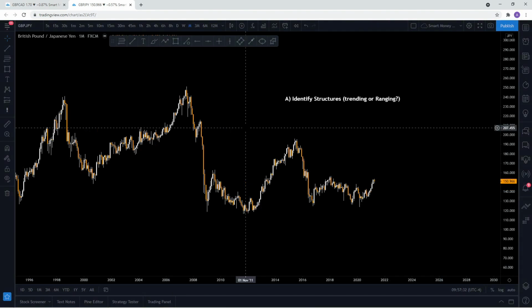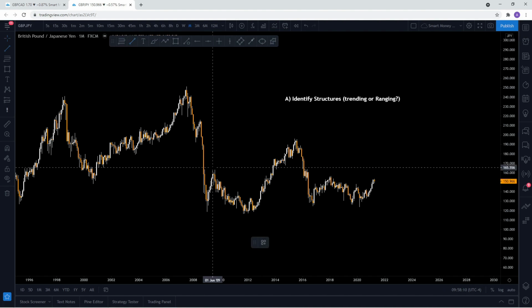So first, what we need to do is identify the structures. Are we trending or are we ranging? Basically, we need to look at different timeframes, weekly, monthly, and daily, and identify which were the most recent breakout market structures and origin on all these different timeframes.